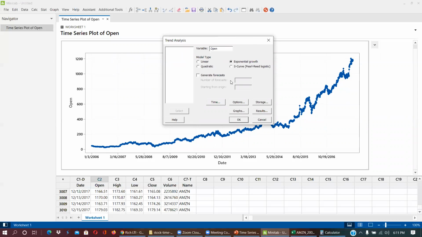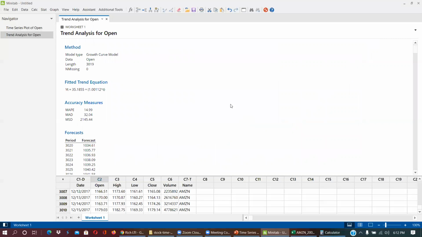I'm going to choose exponential, and generate the forecast. Here you can enter the number of forecasts. I'm just going to enter 360 for 365 days, since I need it for a year, and I'm just going to do this.